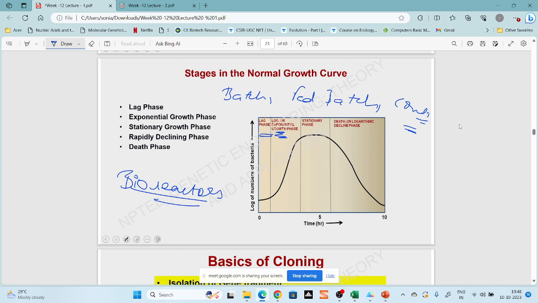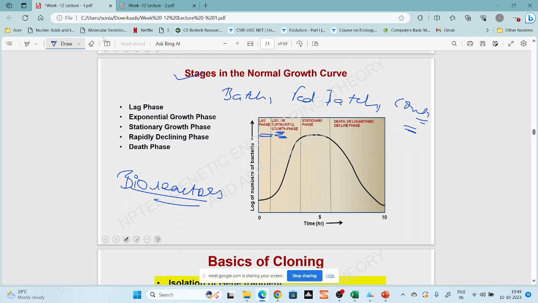It was not there in the module, because it is not the part of your syllabus, but just for your information per se. This is a very, very important topic for your GATE examinations and for your DBT as well. A lot of questions from bioreactors and from the growth phases, numericals especially, are asked. So if you get any chance, you should always read about it.